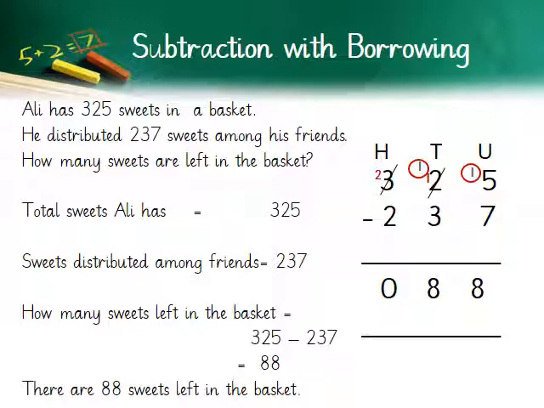325 minus 237, and it is written in the form of a sum as well. Always remember that while making a subtraction sum, we write down the bigger value first. In this way, our answer is 88. If you see the working carefully, we are regrouping units and tens over here. And at the end we will write an answering statement. There are 88 sweets left in the basket.